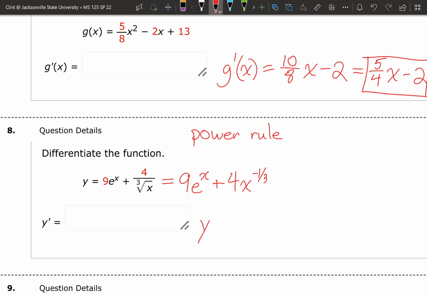Then we can just use the power rule. So the derivative of 9, and the e to the x rule, I guess. So the derivative of 9e to the x is just 9e to the x. The constant just hangs out, and then e to the x is e to the x. And then we multiply negative 1/3 times 4, we get negative 4/3. Subtract 1 from the exponent, so we're subtracting 3 over 3, so we get negative 4/3. And that's fine to leave it like that.